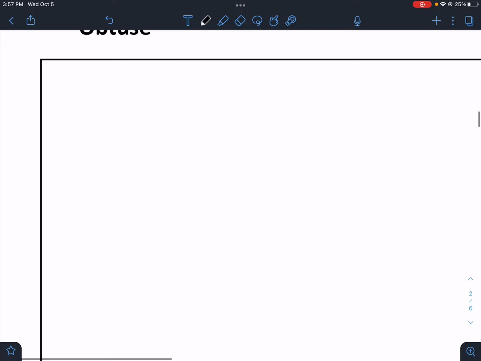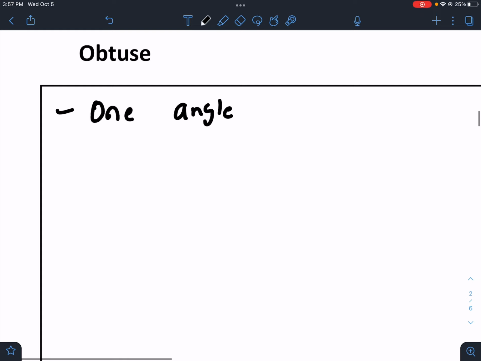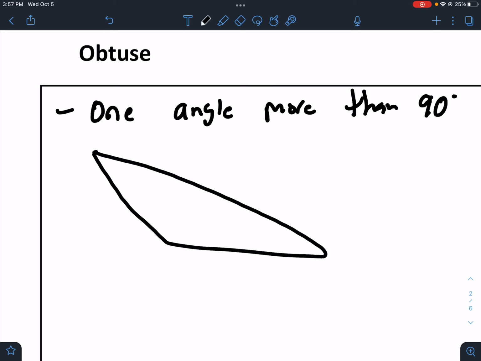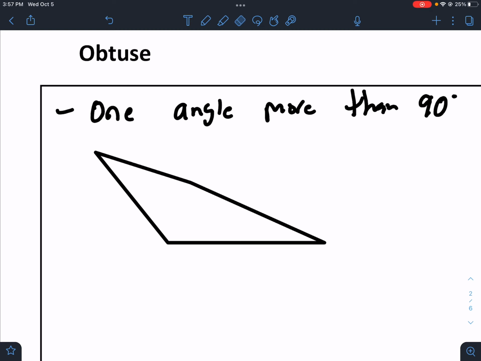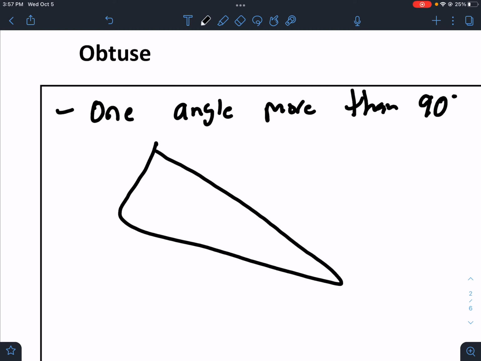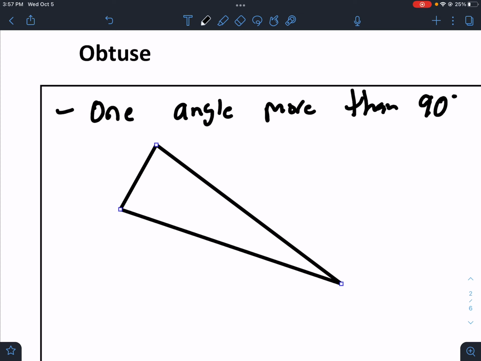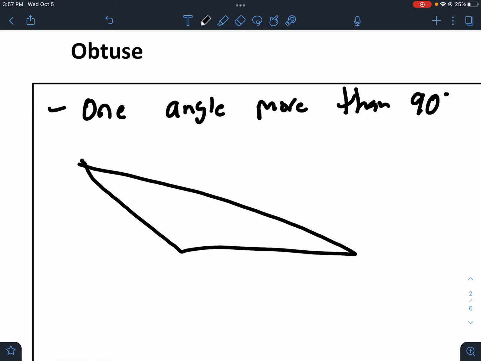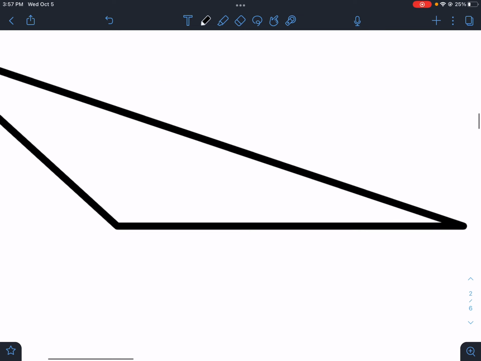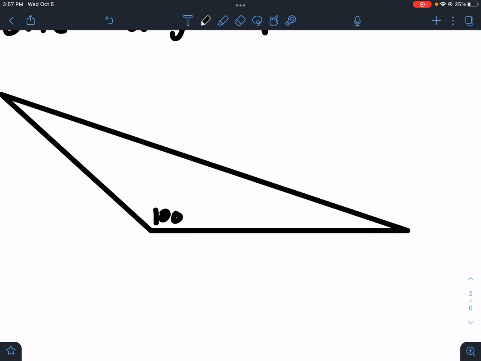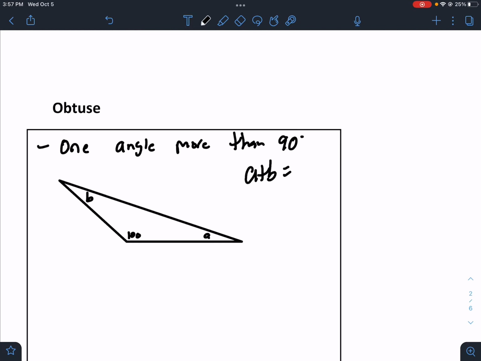How about an obtuse triangle? It has one angle more than 90 degrees. So if I draw an obtuse triangle, one of the corners is bigger than 90. Nailed it. So maybe it's like 100 degrees. Well, on this one, what is A plus B? On this one, A plus B would equal 40.